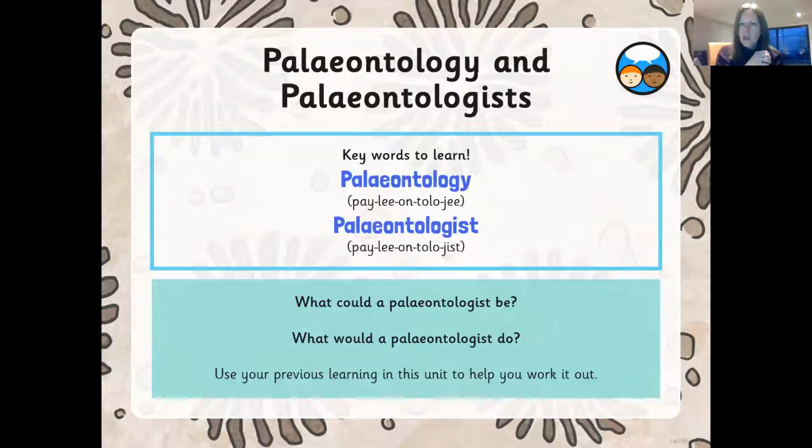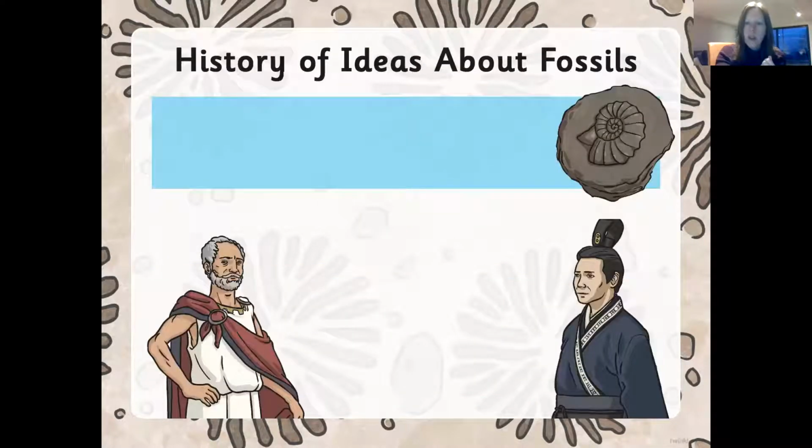So paleontology and paleontologists, so long words there, so key words to learn, and it's broken down for us there on how we actually pronounce the word. So phonetically underneath you can see that it's sounded out for us. So what could a paleontologist be? What could a paleontologist do? Well, we've given you a few little clues in our introduction to this already. So they are people that find out about fossils, about things from the past.